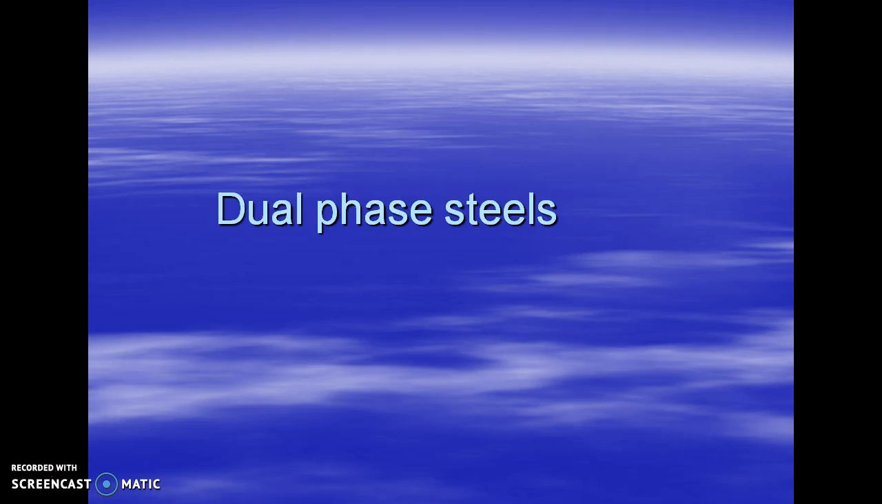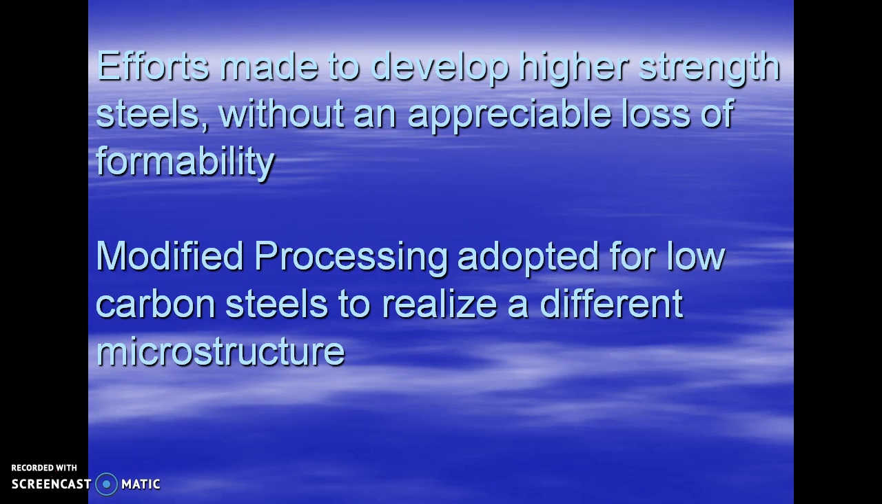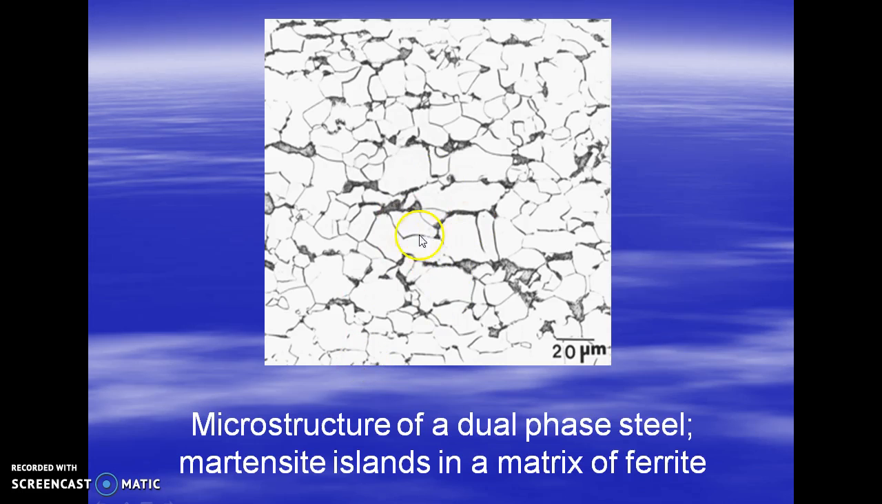Now we see dual phase steel. Now efforts are made to develop higher strength steel without an appreciable loss of formability. So the modified process is adapted for the low carbon steel to realize a different microstructure. So you can see a dual phase steel where you can see martensite islands. You can see that these are the islands in a matrix of ferrite. So this is a matrix of ferrite, and in that you can see the martensite. This is the magnification which is given. So you can see the small martensite islands. So you can see the structure.